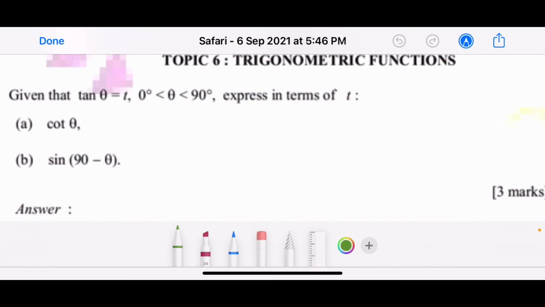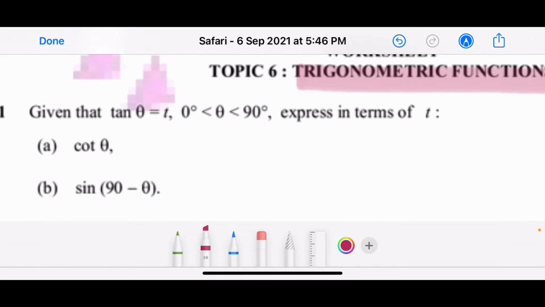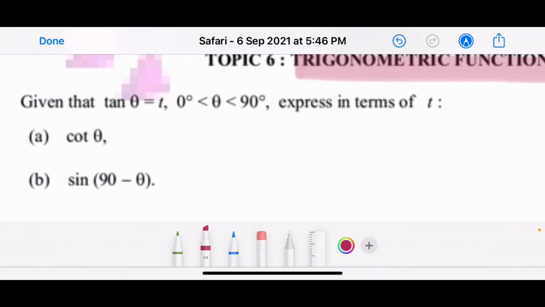Hello guys, today I would like to teach you on trigonometric function, which is a bit tough. Alright, so let's have a look at how to do trigonometric function.